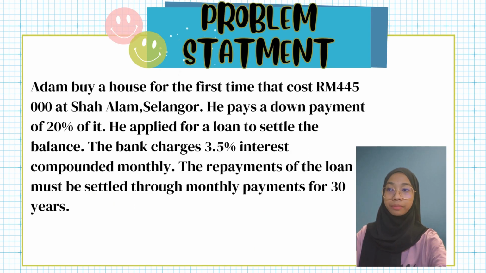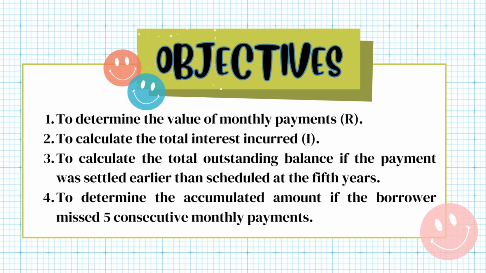The problem statement is: Adam buys a house for the first time that costs 445,000 ringgit at Shah Alam, Selangor. He pays a down payment of 20% of it. He applied for a loan to settle the balance. The bank charged 3.5% interest compounded monthly. The repayment of the loan must be settled through monthly payments for 30 years.